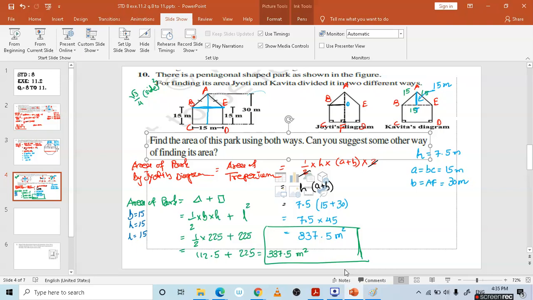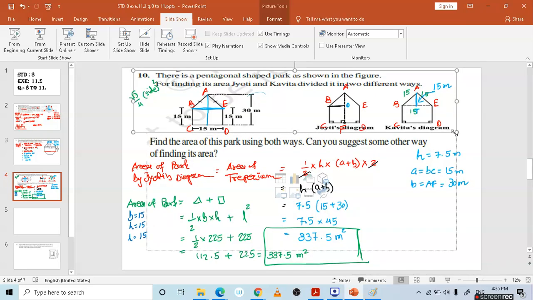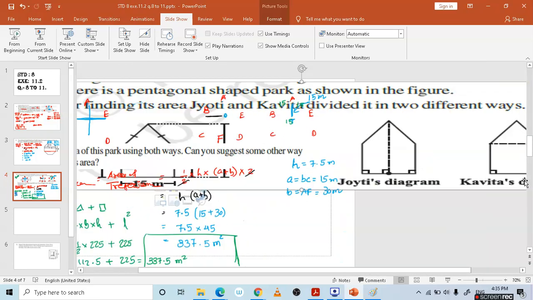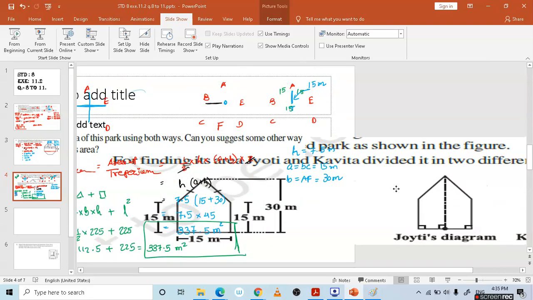Let me suggest what we can do. Just focus here. Now this first figure I have extended.